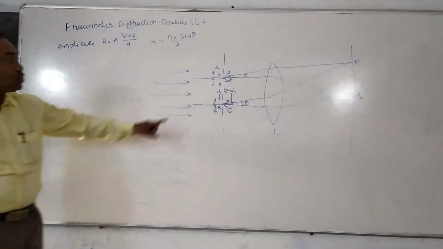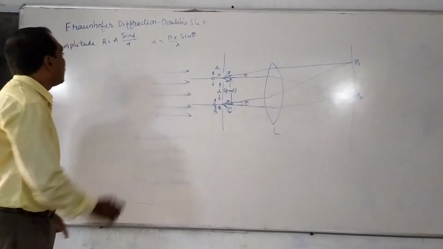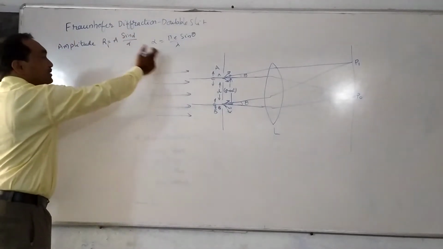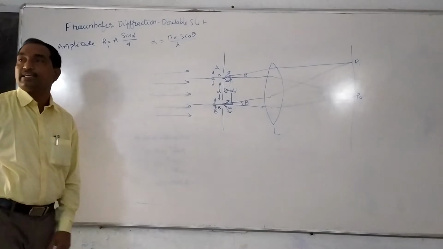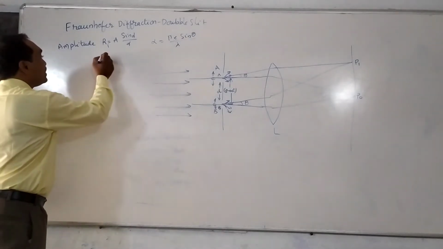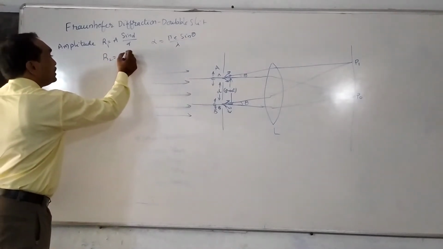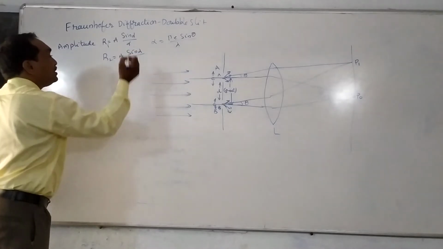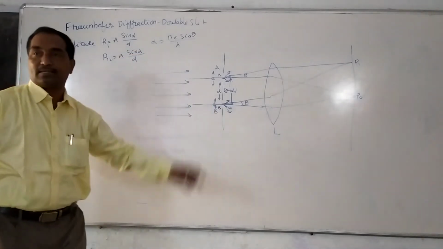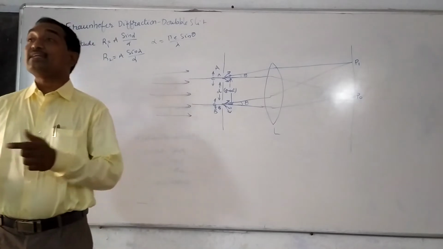Of course, there are two slits. So R1 is equal to A sin alpha by alpha for the first slit A, and the second one, R2, is equal to A sin alpha by alpha, that is the amplitude due to the second slit. What is the resultant amplitude?